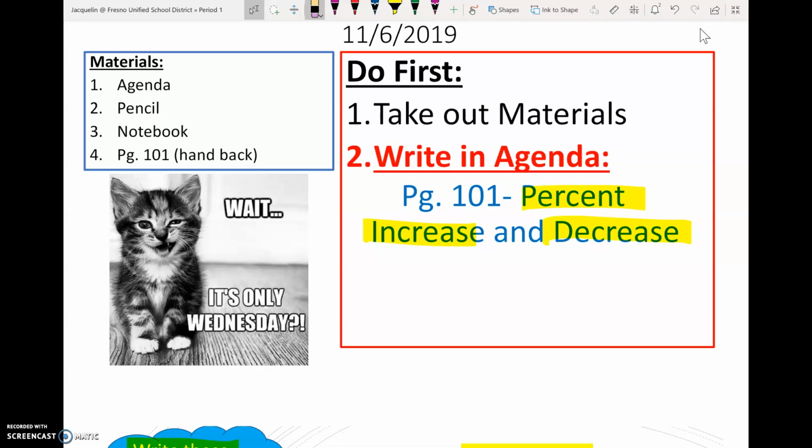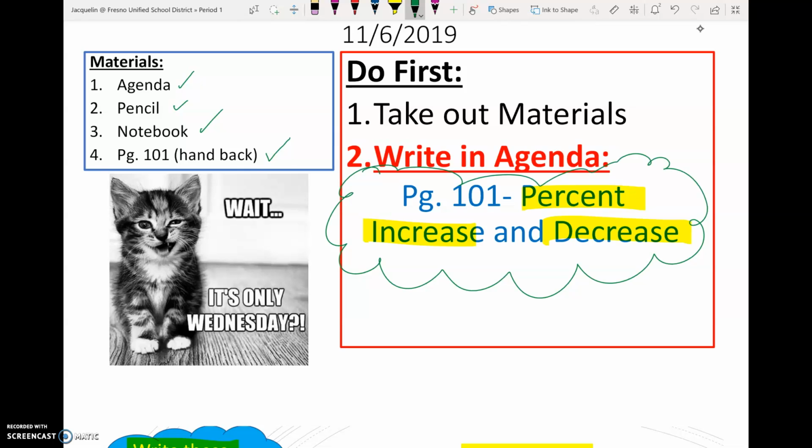So today we are going to be focusing on percent increase and decrease as well. Please take out your materials. Today you will need your agenda, pencil, notebook, and page 101, which will be handed back to you later on today towards the end of the lesson. Please write in your agenda that page 101 is what is going to be expected to be done.